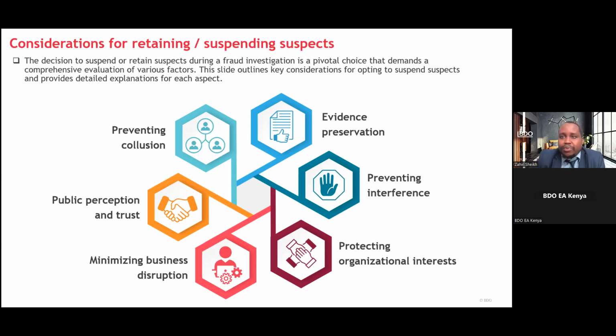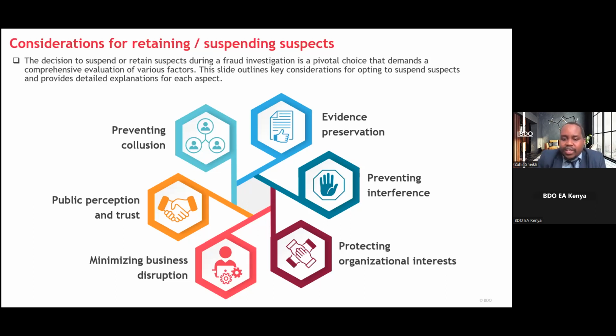Suspending them will also prevent interference. Individuals implicated in the fraud usually interfere with the investigation; they try to distract the forensic auditors and delay information requests and the providing of information. So suspending them will prevent such interference and create a controlled environment where evidence collection and analysis is done efficiently. And of course, this will also reduce the likelihood of attempts to conceal or alter any facts of the fraud.